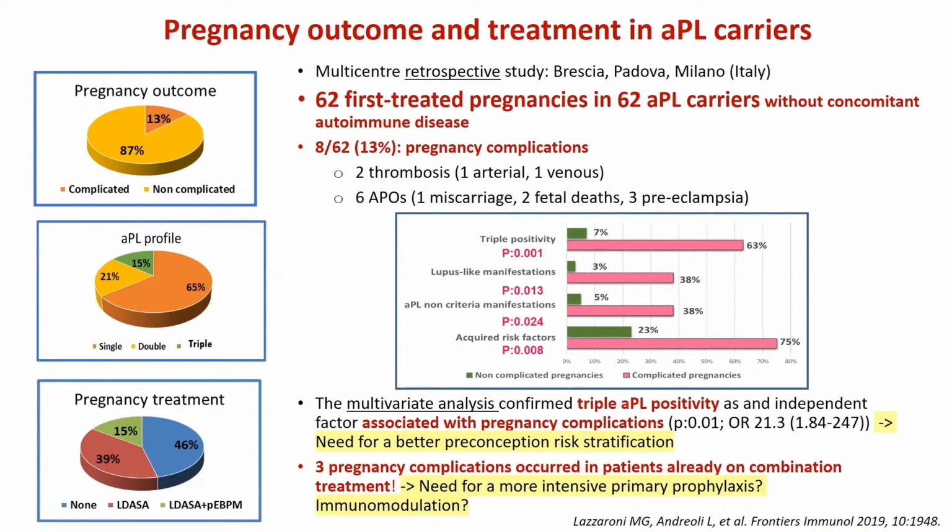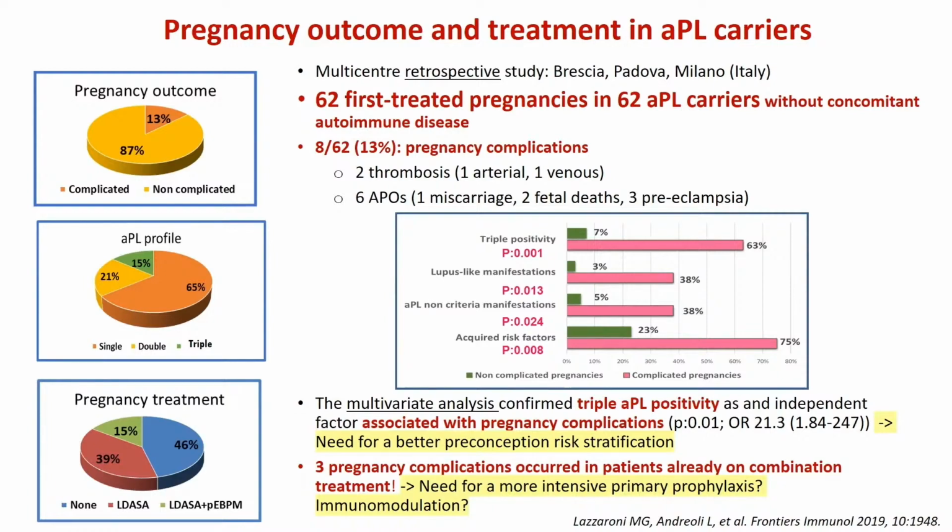And so we were able, together with the friends in Padova and Milan, to collect 62 first treated pregnancies in 62 APL carriers with no other autoimmune diseases. And we observed 13% of complications in these pregnancies. And as you can see, most of these ladies had a single APL profile, but still 15% triple positive.